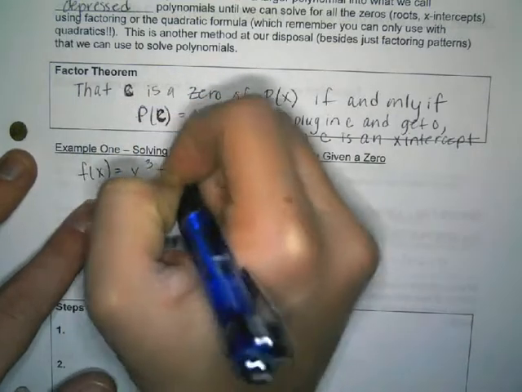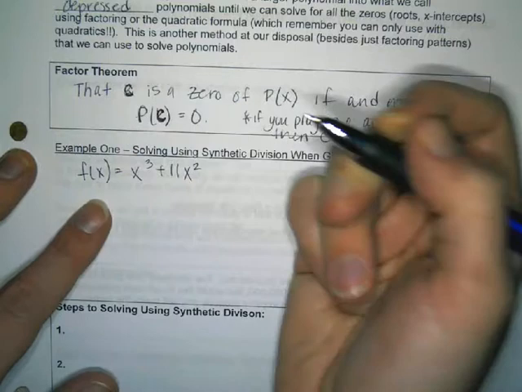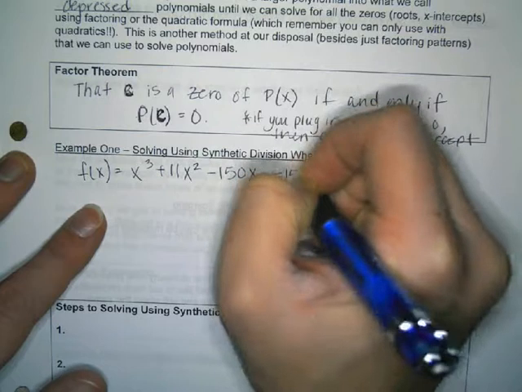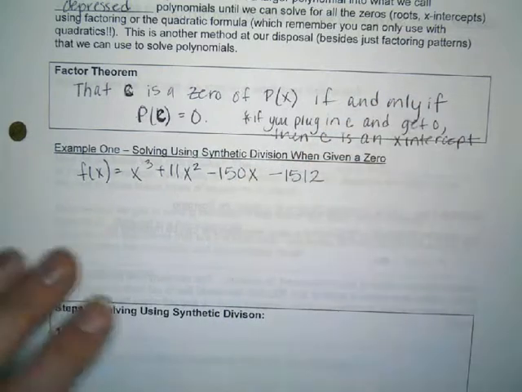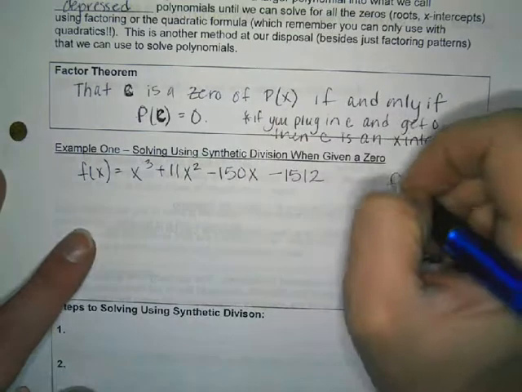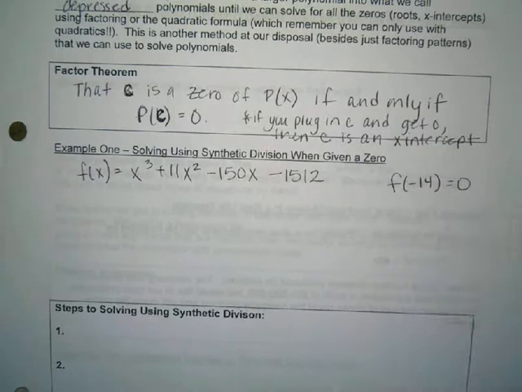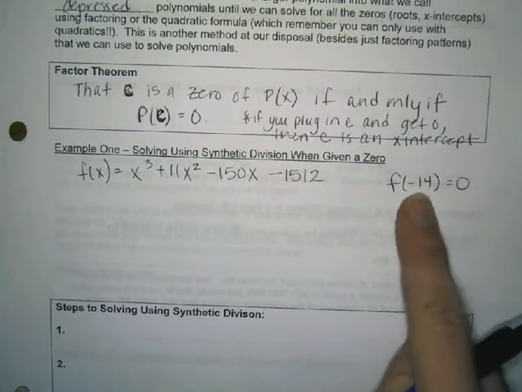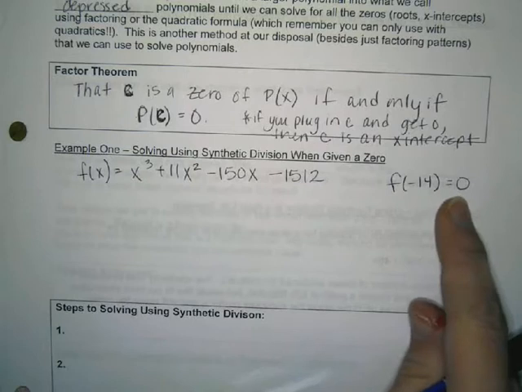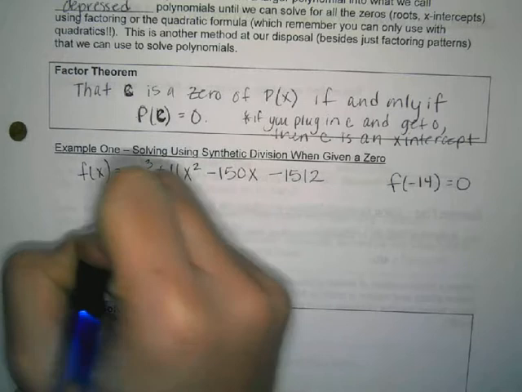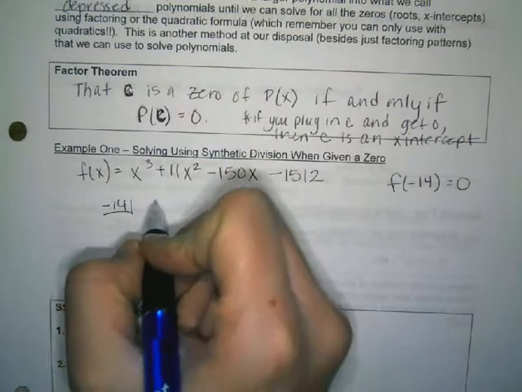So the function that we're going to look at for example 1 is x cubed plus 11x squared minus 150x minus 1512. And we're told that f of negative 14 equals 0. So what this is telling you here is that if I plug in negative 14, I should get a y value of 0. So we're going to actually test this theory, and we're going to plug in negative 14 to this using the synthetic division process.